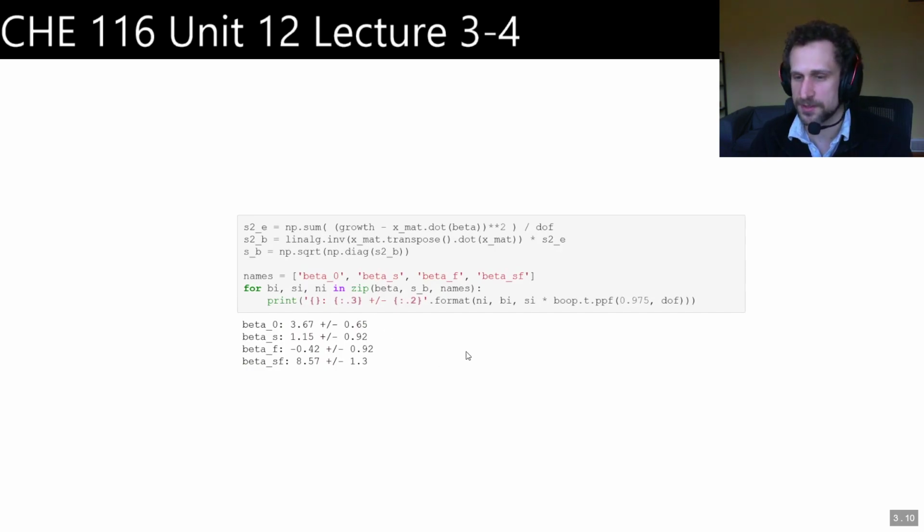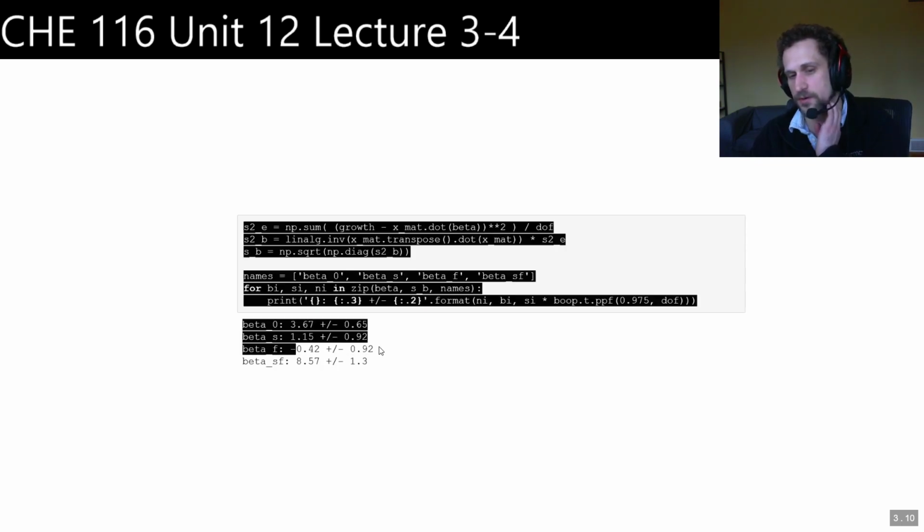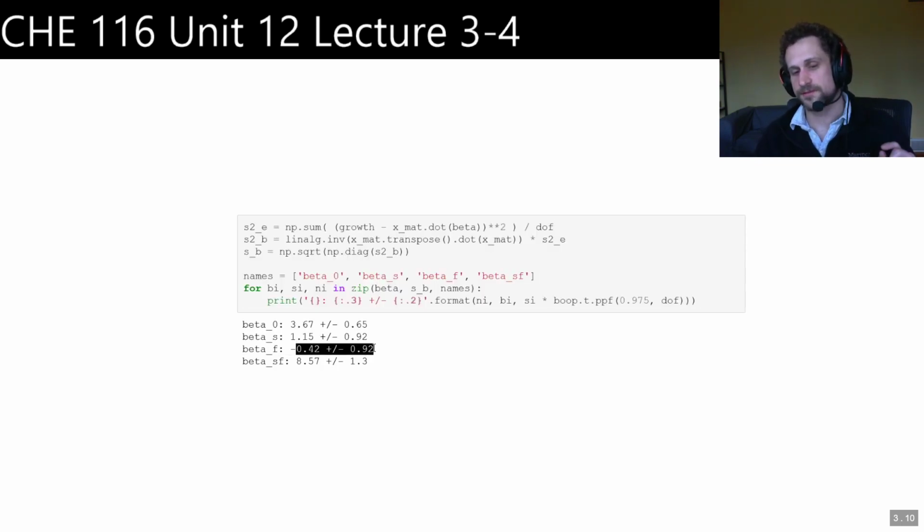And then, of course, we can do uncertainty analysis. We can get confidence intervals for all of these things. So you can see that this term here, it's 0.42 plus or minus 0.92. That means it's approximately 0, right? It almost doesn't matter whether you give it fertilizer in the absence of sunlight. But then once you have sunlight, definitely a very strong effect. And you could give a p-value for that. You could do a hypothesis test to say, does fertilizer matter without sunlight? And you would find the p-value is definitely not less than 0.05.